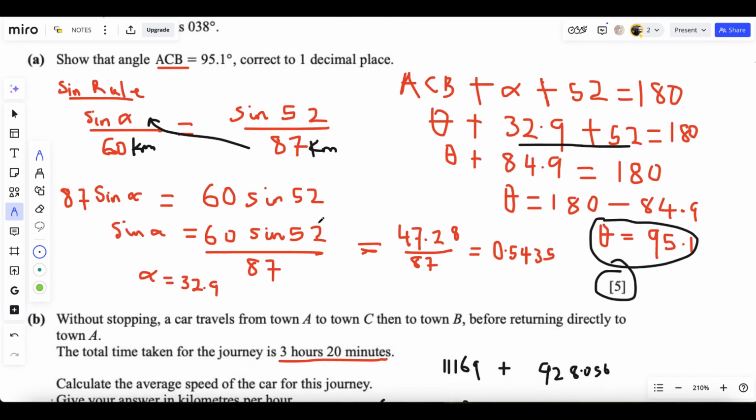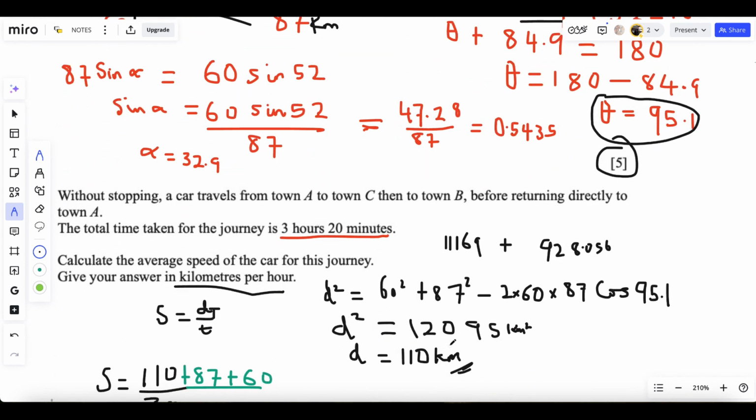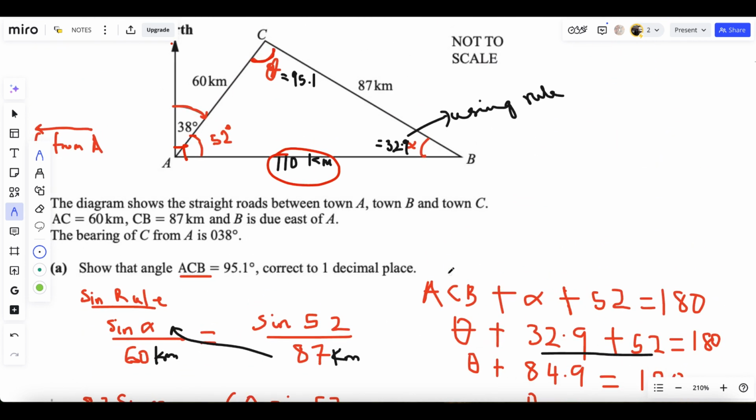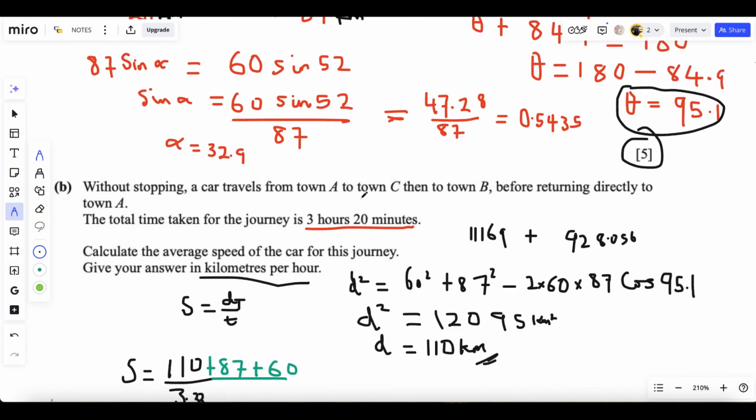So when you key them in here, 60 square plus 87 square minus 2 times 60 times 87 cos 95.1, you get 109.9, which is approximately 110 kilometers. So this distance approximately becomes 110 kilometers. The distance this guy took to return back to point A. Okay, so we know all the distances now.